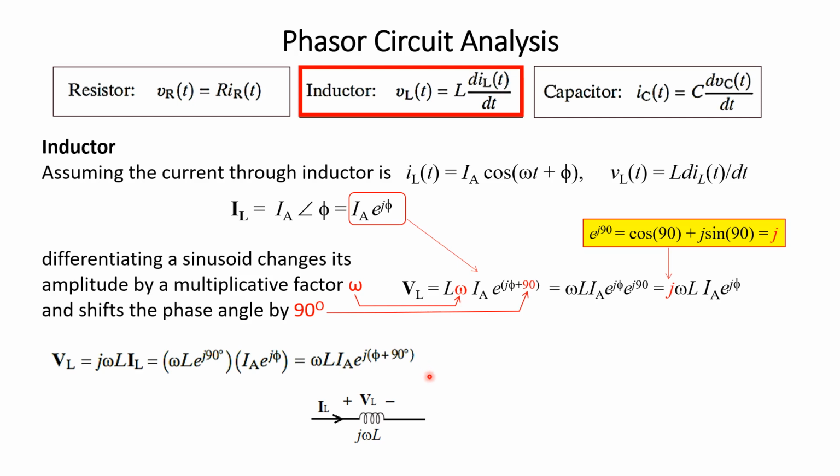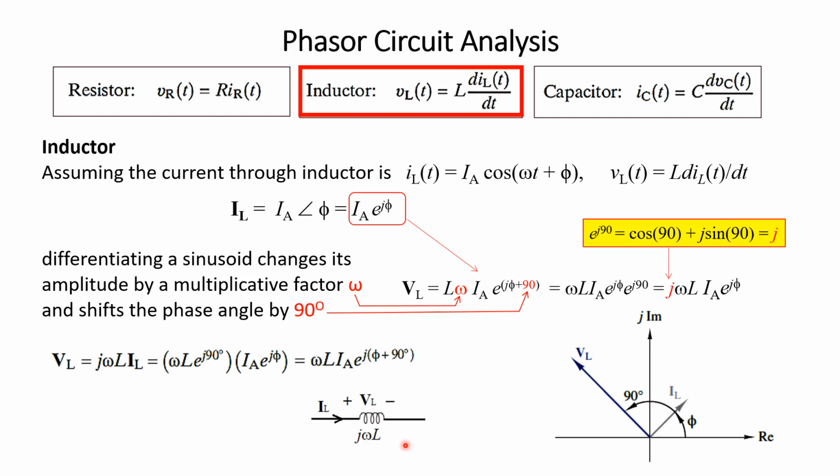And this is the passive sign convention. With the current flowing from left to right, the polarity of the voltage will be as shown. This is the positive side, this is the negative side. So the inductor will be replaced by j omega L ohms. Later, when we discuss impedance and reactance, we will call it inductive reactance, j omega L, and the units are ohms.